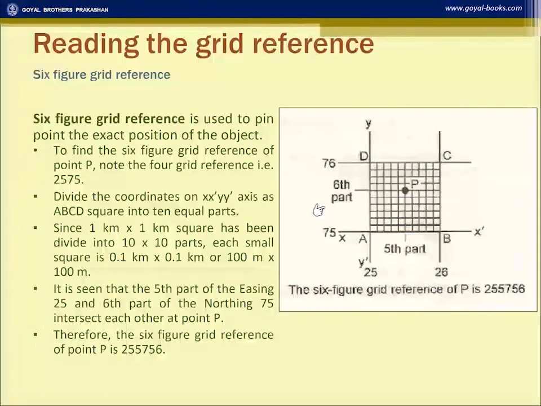and the y coordinate into half. So it shows the easting and northing into half and half, showing the fifth part of each. And then, looking at the point of which you have to find the six-figure grid reference, you can calculate according to the four-figure grid reference. For example, here it is 255 and 756.